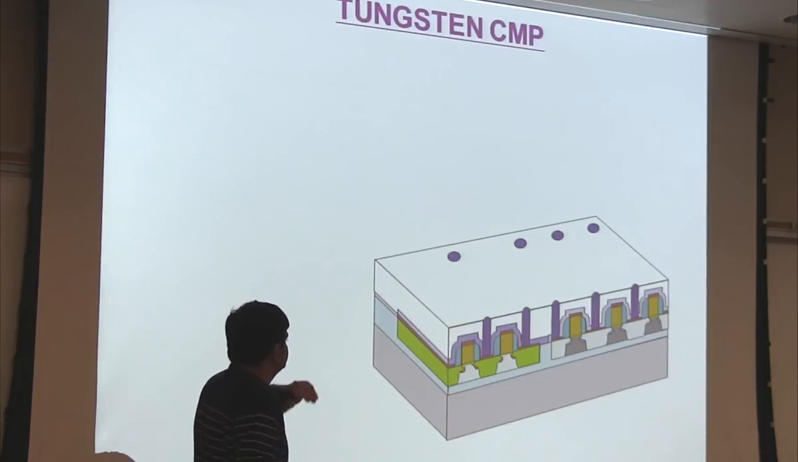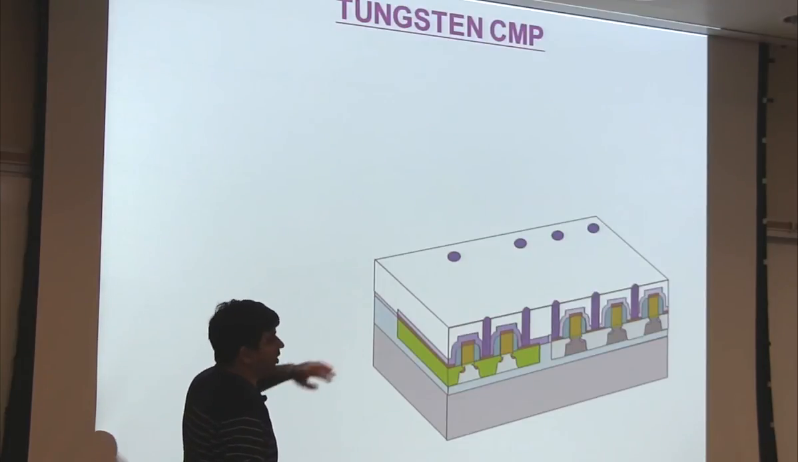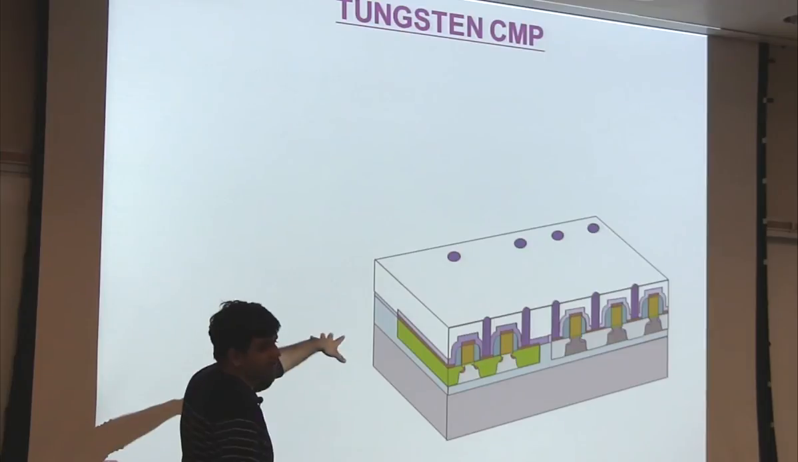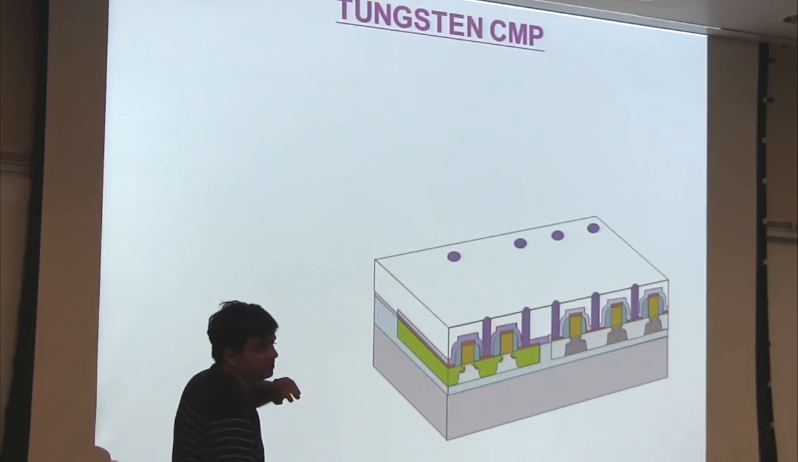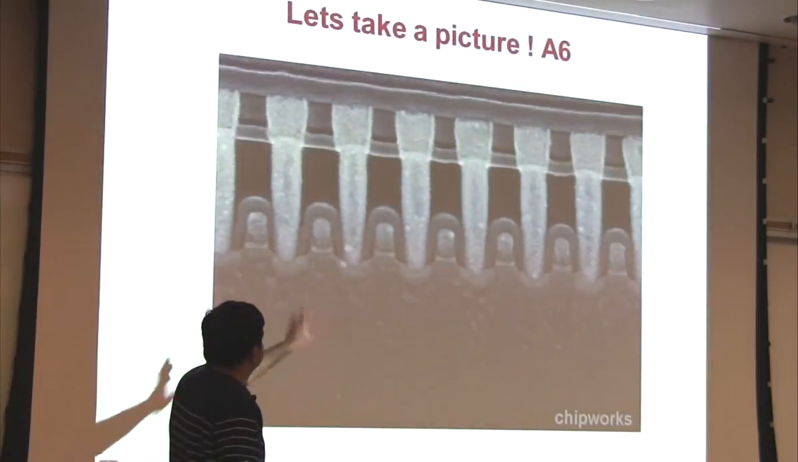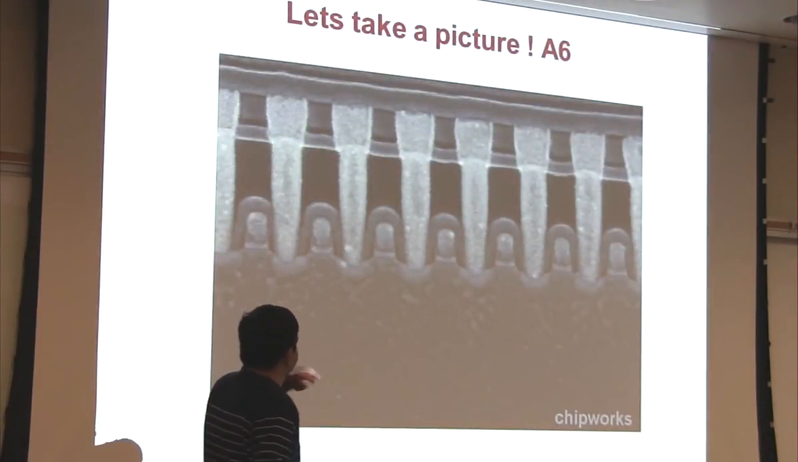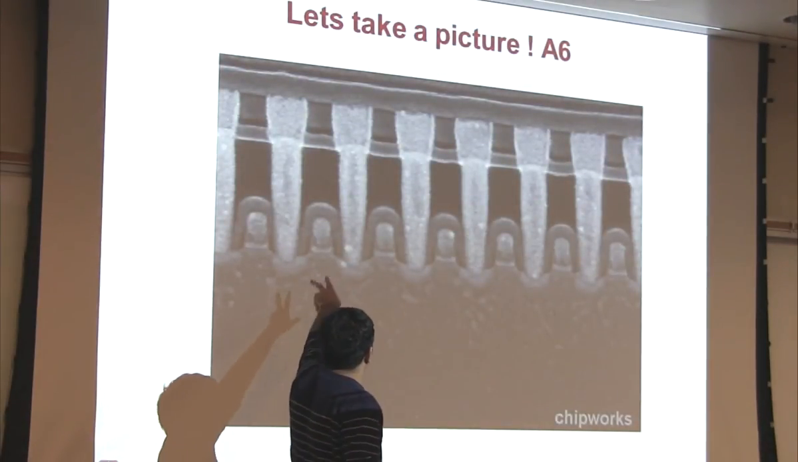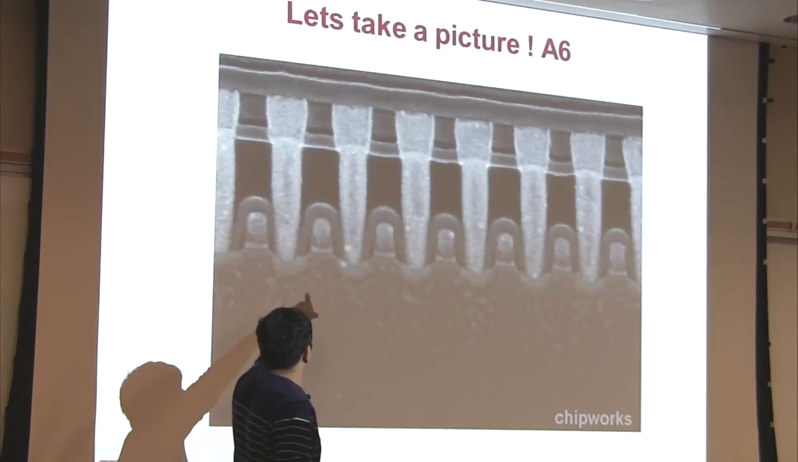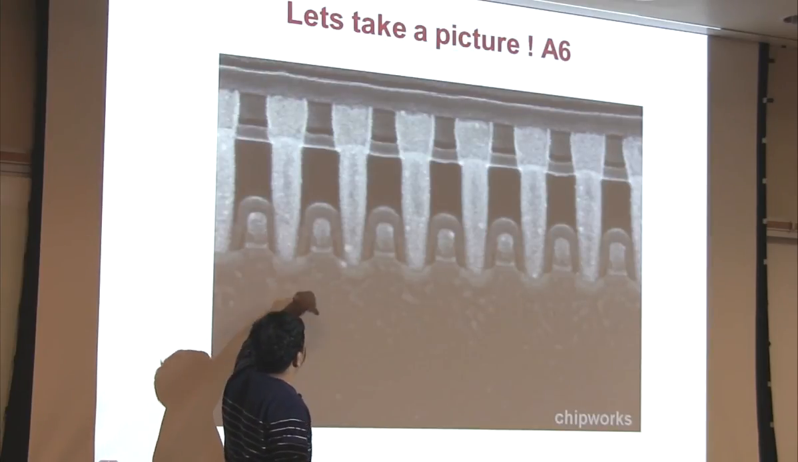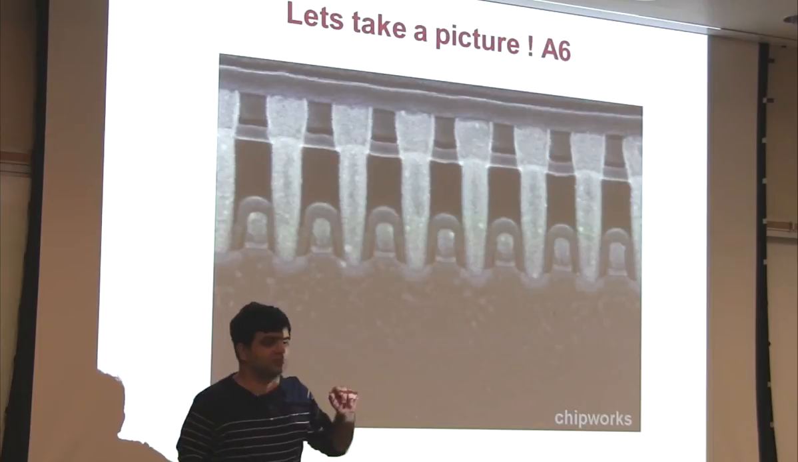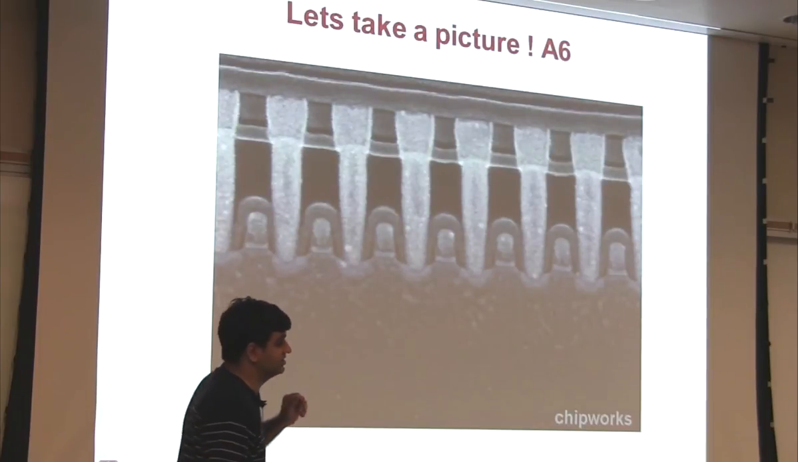But essentially, assuming it was okay here, you polish that tungsten off and you're left with these plugs which are now connecting to your transistors below, right? So this is another picture of the A6 processor, and it is taken at this level where you can see the transistors are formed and these tungsten plugs are coming from above and connecting to these transistors.